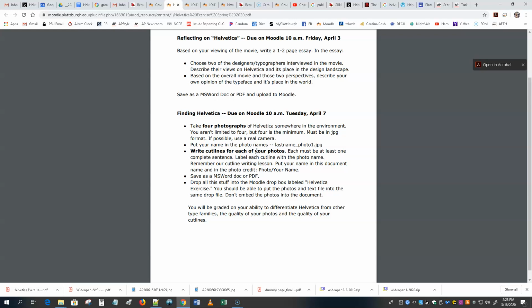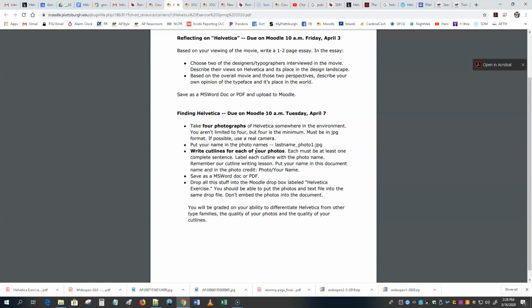in this document that you're writing with these minimum 4 cut lines. You are also the photographer, so the credit is going to be you. All right, you're going to save that as a Word document or a PDF, and then you're going to drop both the images and that document into Moodle.